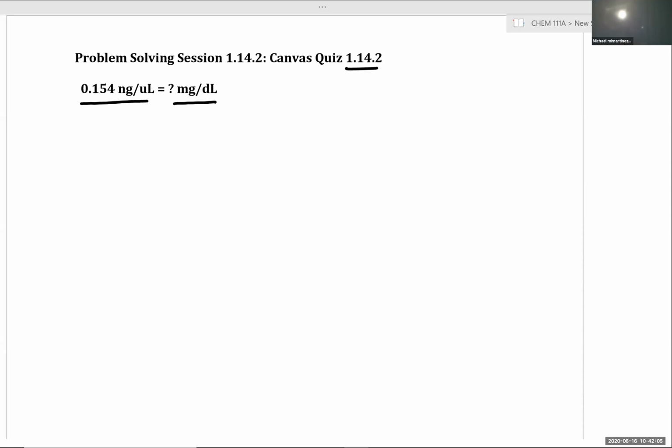So checking Canvas, we got a fair number of responses, both via Canvas and via the chat. So let's work through this example together and let's discuss some key features of this problem.